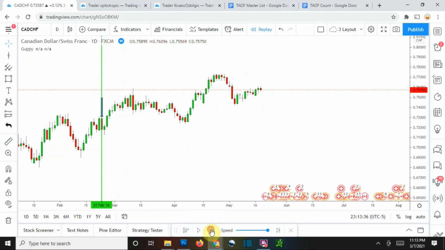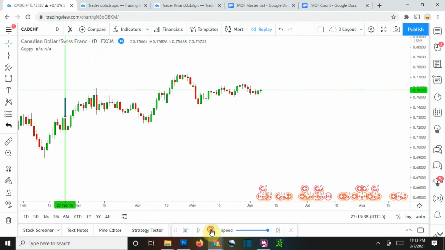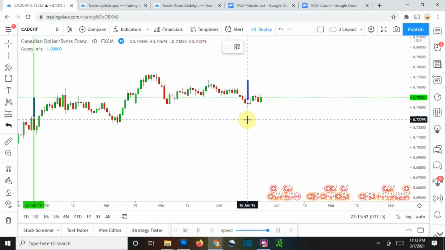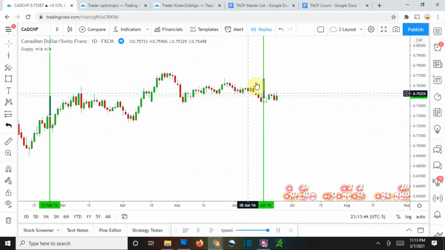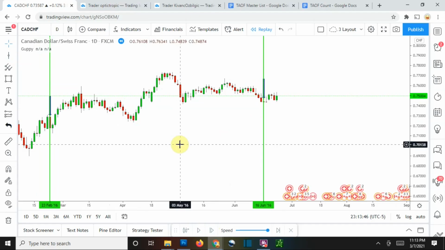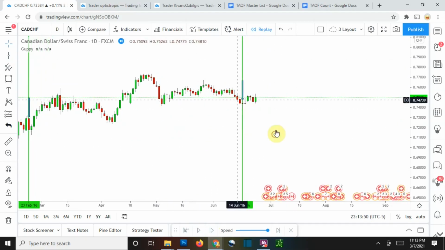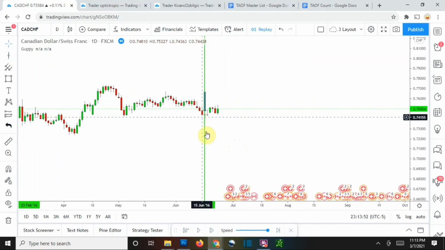So let's go ahead and play this out a little bit more, see if we can catch another. There we go. So there is another trade right there. That is a short. So the dark blues are going to be short signals. The light blue are going to be long signals. So there's one right there.